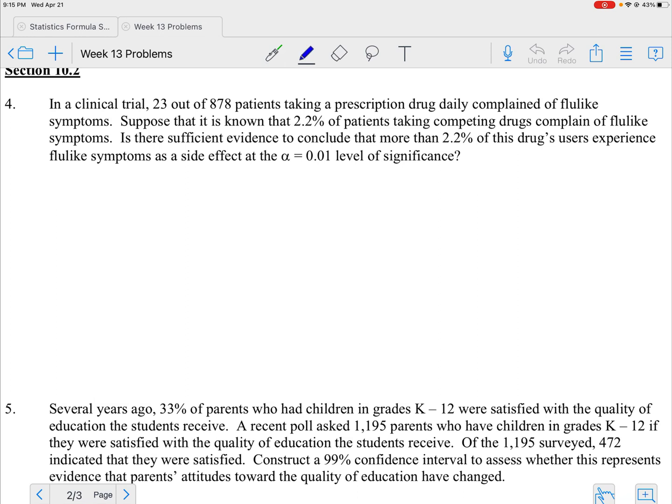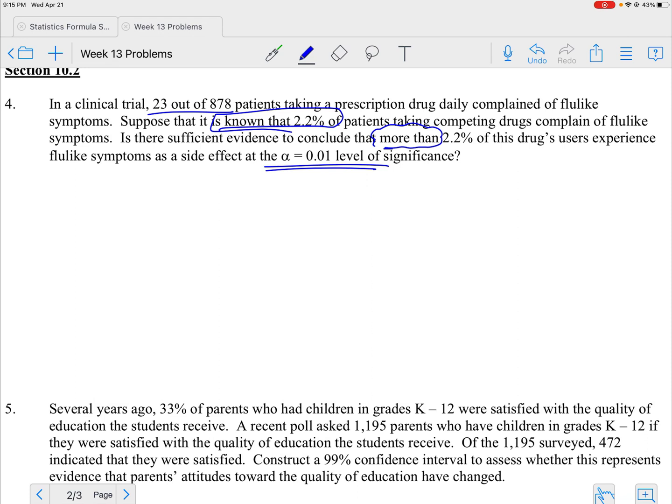Okay. So in a clinical trial, 23 out of 878 patients taking a prescription drug daily complained of flu-like symptoms. Suppose it is known that 2.2% of the patients taking competing drugs complain of flu-like symptoms. Is there sufficient evidence to conclude that more than 2.2% of the drug users experience flu-like symptoms with a 0.01 level of significance?